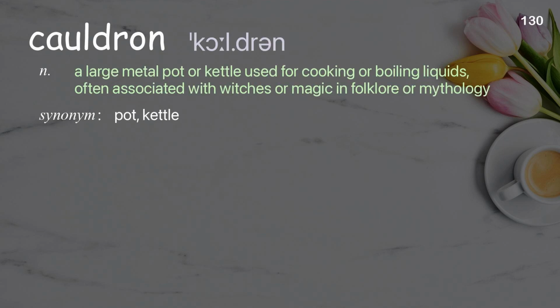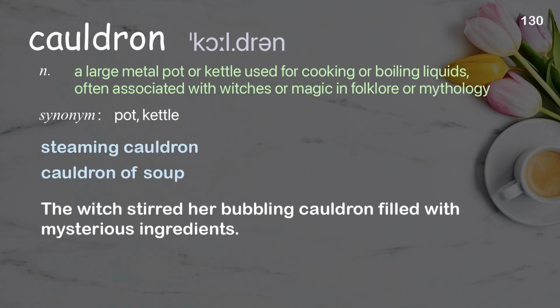Cauldron. A large metal pot or kettle used for cooking or boiling liquids, often associated with witches or magic in folklore or mythology. Examples: Steaming cauldron. Cauldron of soup. The witch stirred her bubbling cauldron filled with mysterious ingredients.